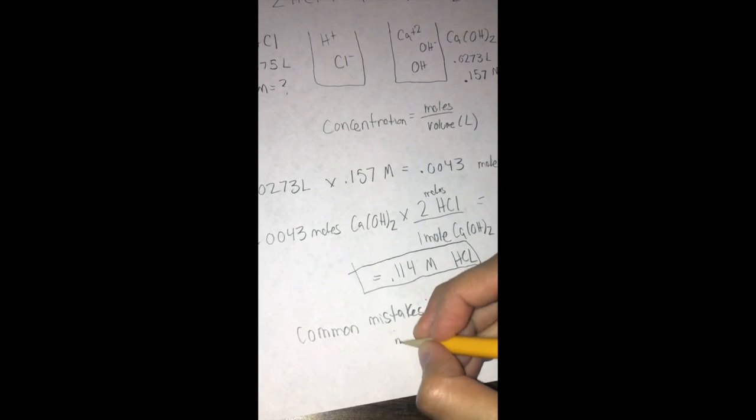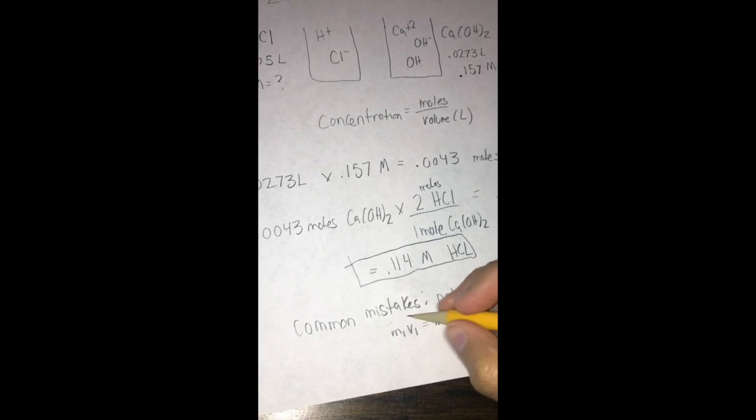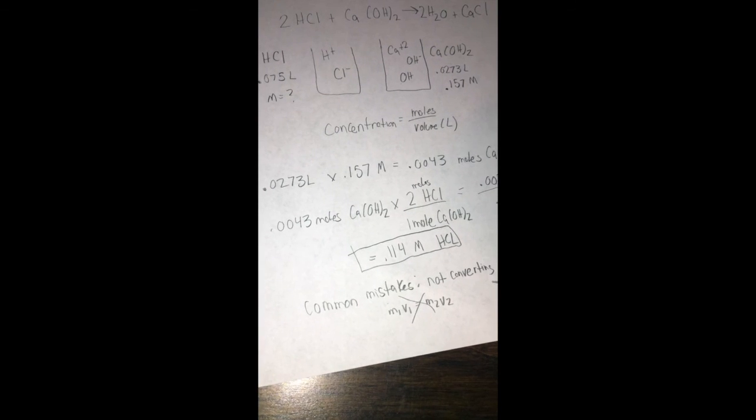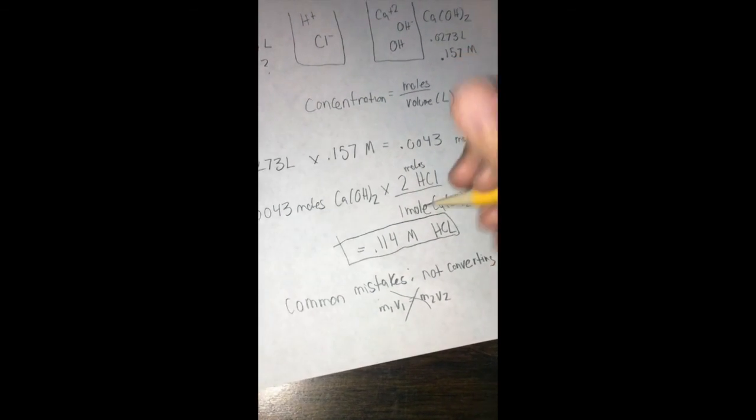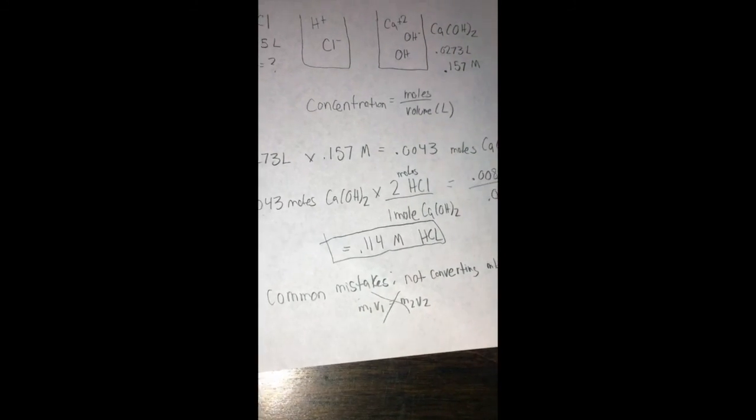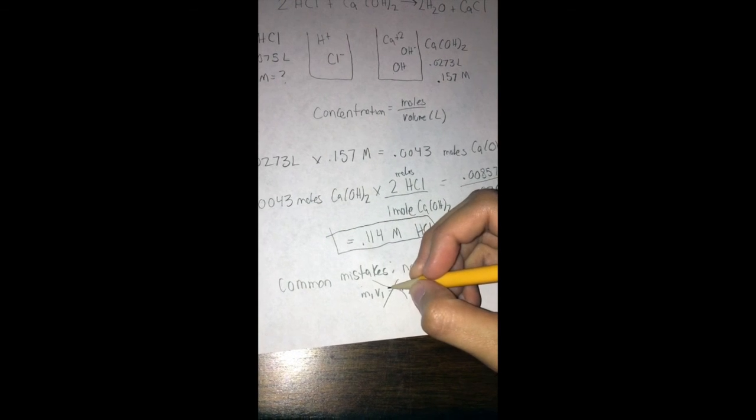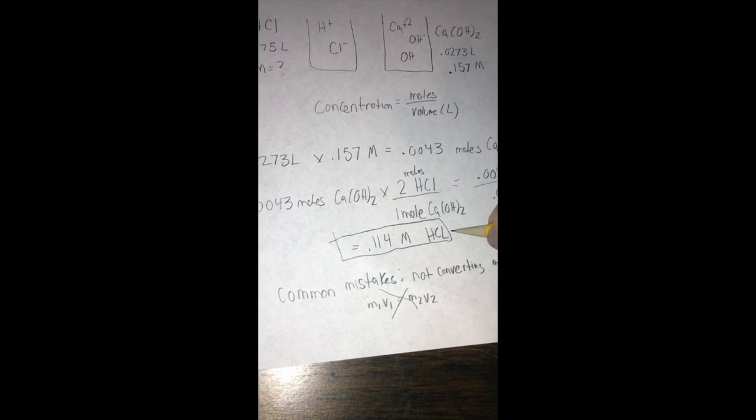Also, someone's first instinct may be to use the formula M1V1 equals M2V2. And that's incorrect, because we need to convert the moles of hydrogen chloride to the moles of calcium hydroxide. And using this formula, we aren't finding the ratio of moles. We have to convert moles of one to moles of the other. And that is how you solve this problem.